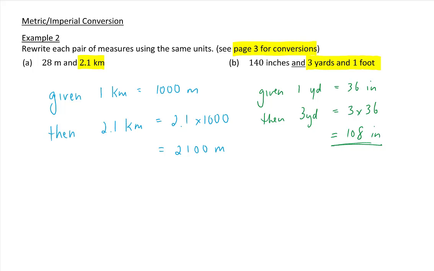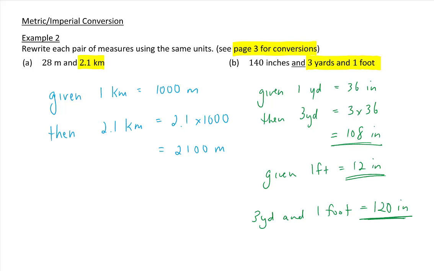Then we have 1 foot, and we'll see that we're given that 1 foot is equal to 12 inches. So if we add this up together, 3 yards and 1 foot is equal to 108 plus 12, which is 120 inches. So there's the final answer for this example.